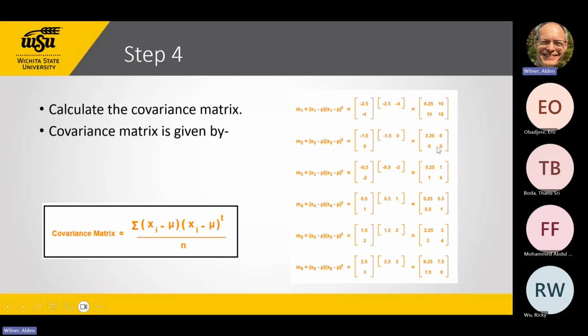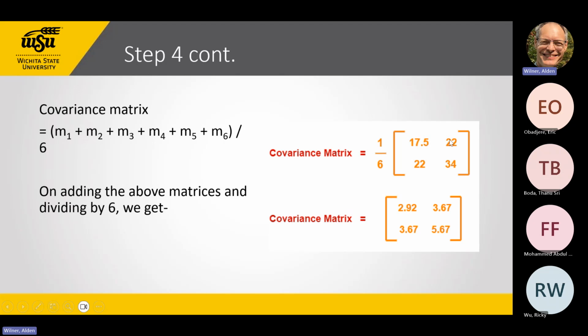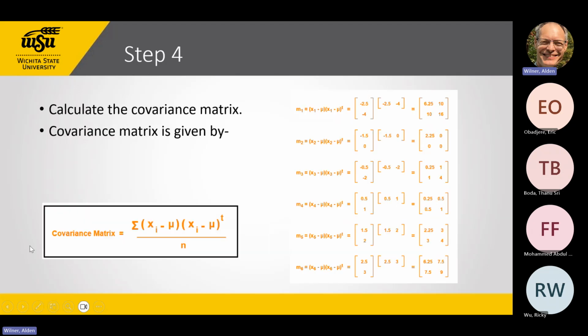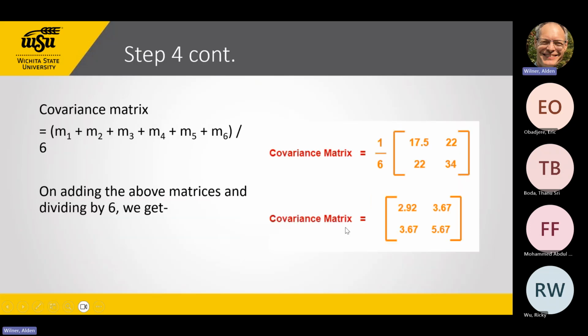Now our covariance matrix is then add all of these new matrices together. We sum all those together and divide by 6 to get an average. So I'll start with this top right corner here: 10, 1, 0.5, 3, 7.5. We add all those together, we get 22. We divide 22 by 6, we get 3.67. So this is our covariance matrix. Again, sum up every matrix multiplied by its transposition, and then divide that by the number of samples we have.